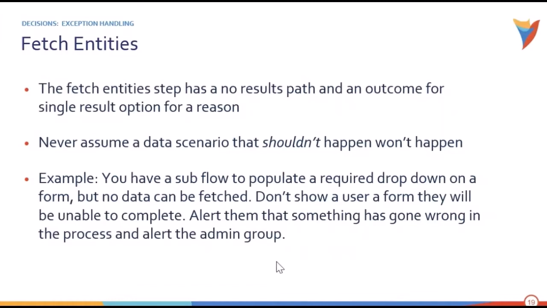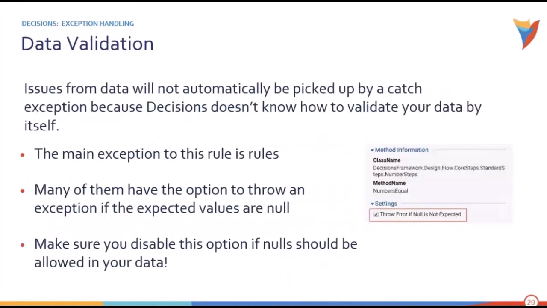The next thing is data validations. Issues from data will not automatically be picked up by a catch exception because Decisions does not know how to validate our data by itself. The main exception to this rule is rules. Many of them have the option to throw an exception if the expected values are null. Make sure you disable this option if nulls should be allowed in your data.